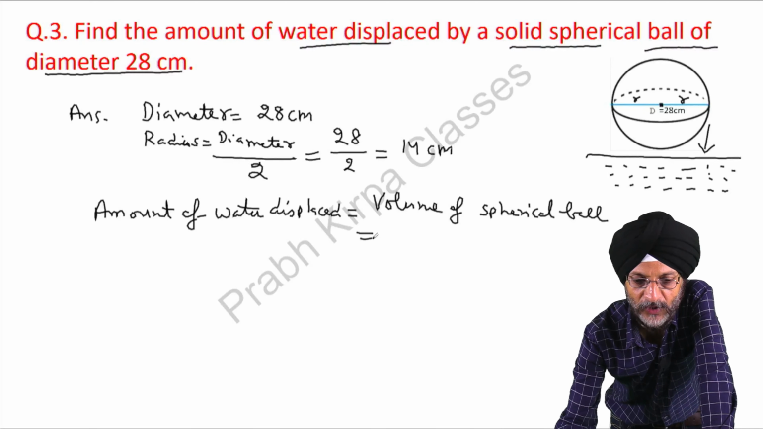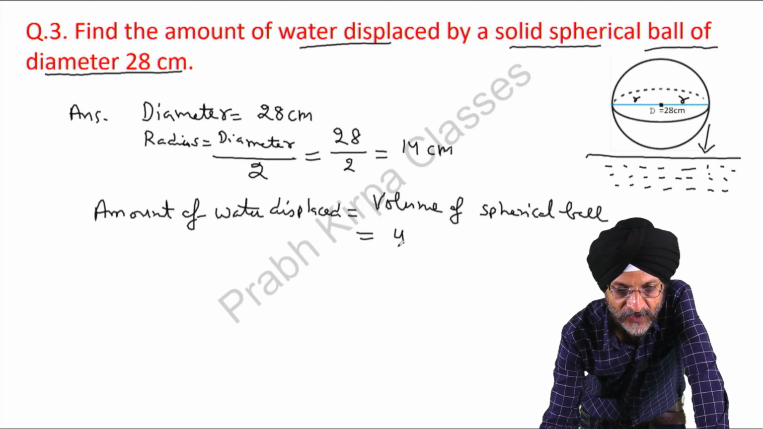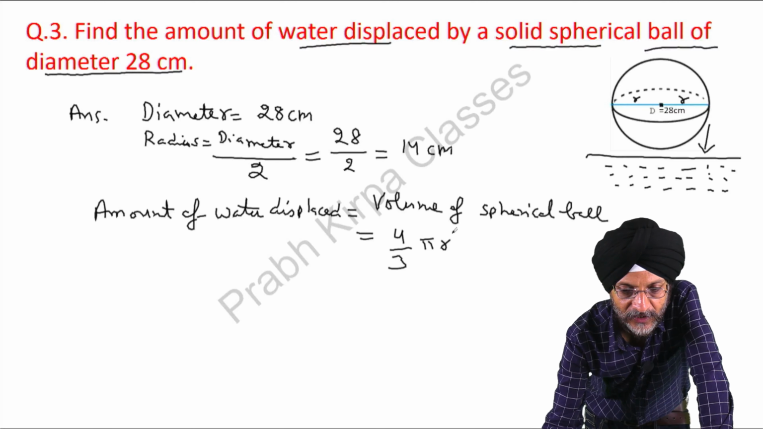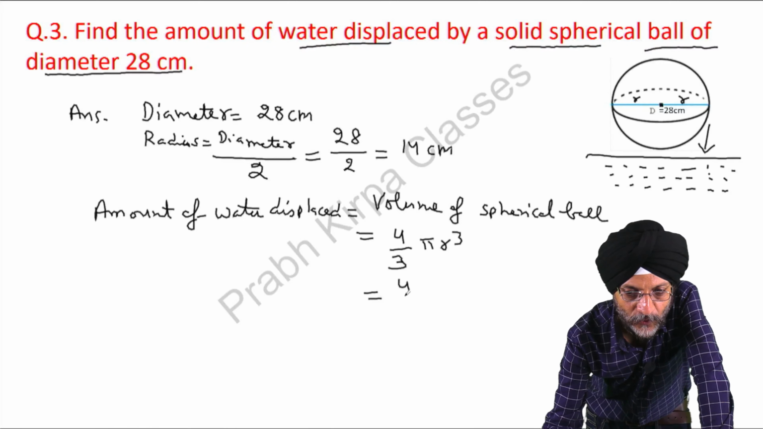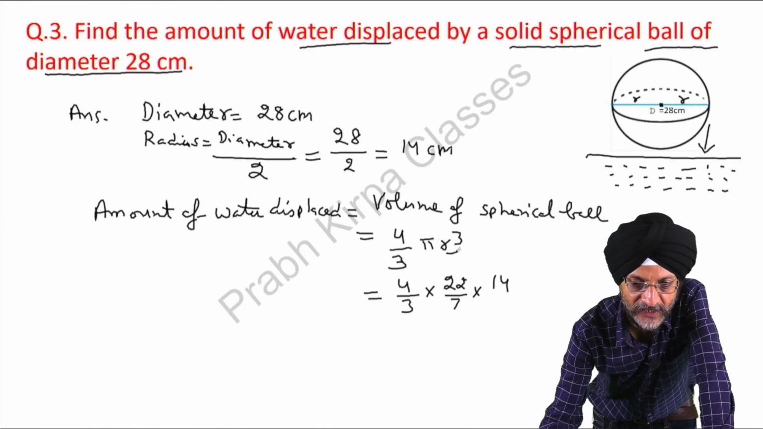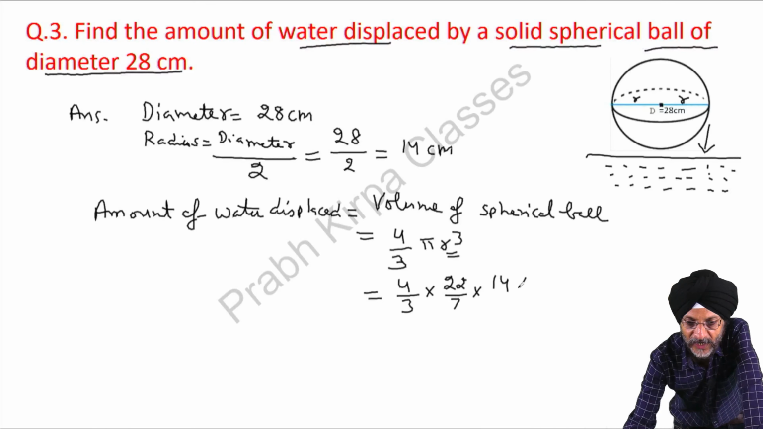Now what is the formula for calculation of volume of a spherical ball? It is 4/3 pi r cube. Now we will put in the relevant values. 4/3, the value of pi is 22/7. Now what is the value of r? It is 14. As here it is written as r cube, so we will write the value of r 3 times.